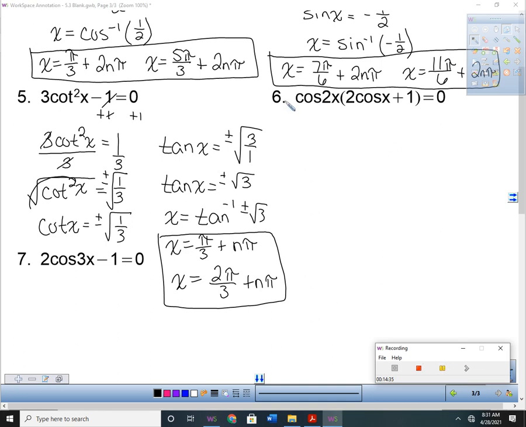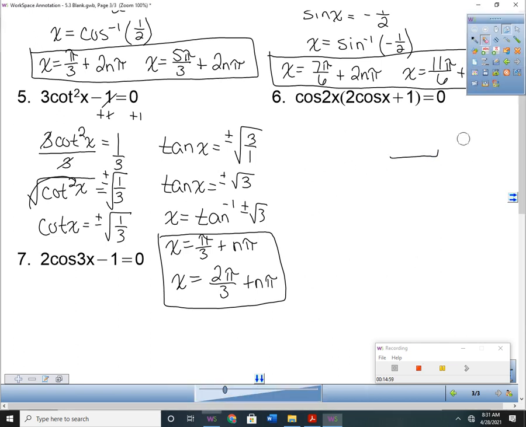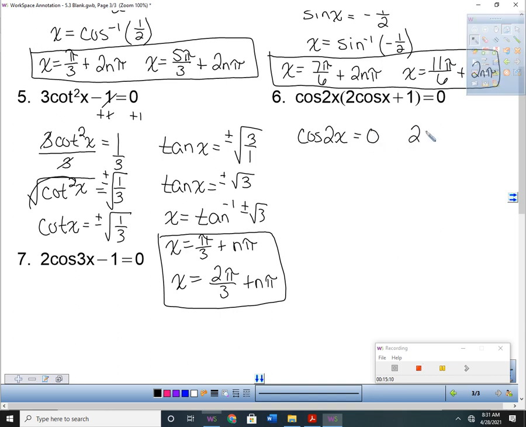On number 6, this one looks a little bit different. But remember, if you have two factors, like normally, let's say that I had factored something, then I always take this factor and set it equal to 0, right? And this factor and set it equal to 0, and then I work them both out. That's what you're going to do on this one. You already have two factors. So you have cosine 2x is equal to 0, and 2 cosine x plus 1 is equal to 0.